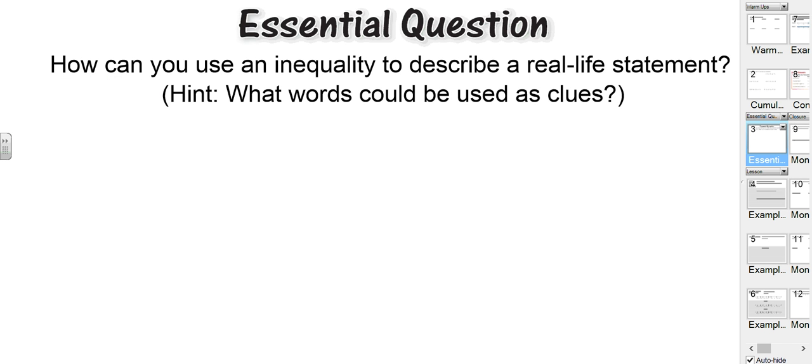Today we are discussing writing and graphing inequalities. So your essential question is, how can you use an inequality to describe a real-life statement? And a hint for that is, what words could be used as clues? So be thinking about that as we're doing the lesson today.